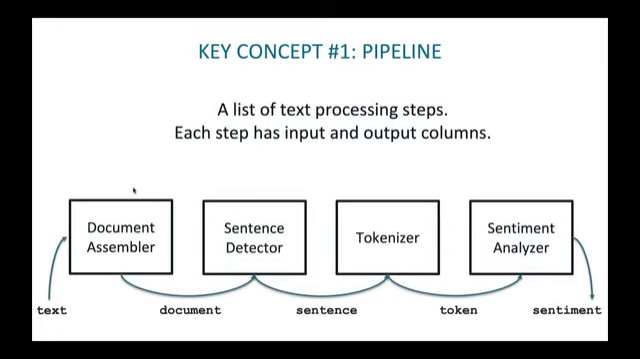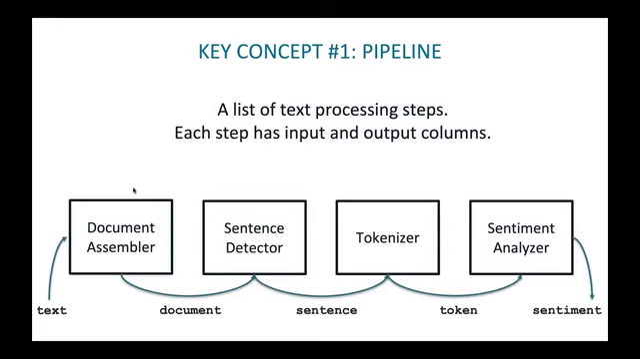What I'd like to go over now is some of the key concepts in the library. So the first key concept that we already saw is a pipeline. A pipeline really is just a list of text processing steps. So we start with the basic text that we want to analyze, right? It could be a long text. We create a document from it, then we create sentences from it. Then from each sentence, we create tokens, and then, either per token or per sentence, we can say, okay, calculate sentiment, for example, right? We can do it per token, per sentence, per document, as we want.